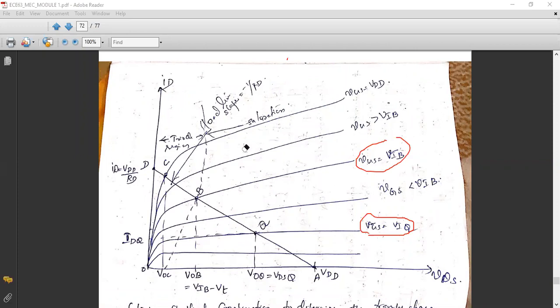Now, what will happen if I take the Q point towards B or towards A? Either it will go towards the triode region or it will go towards the cutoff region, which is not feasible for proper amplification. Always we need a linear amplification or faithful amplification, right? What do you mean by linear amplification? The gain should be constant throughout, and you should get a faithful output for all the possible range of your input signal. We are not supposed to get a clipped waveform in positive or negative.